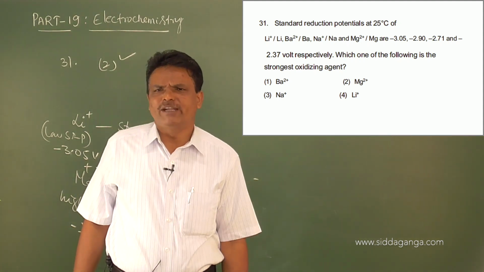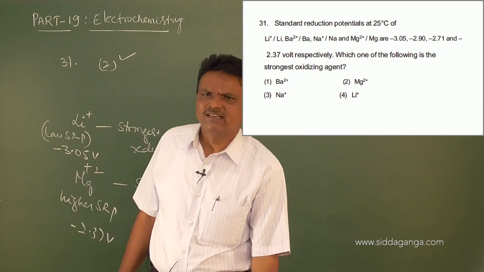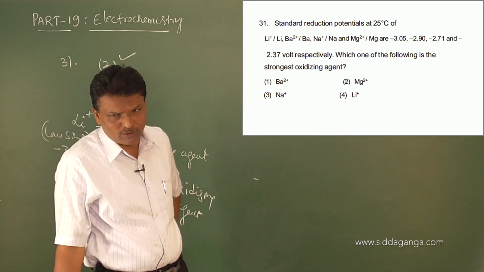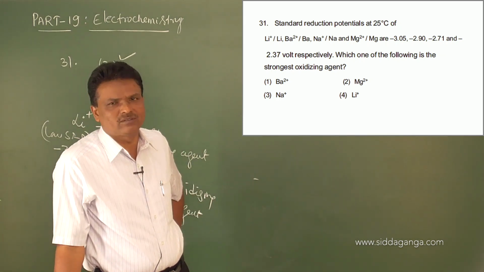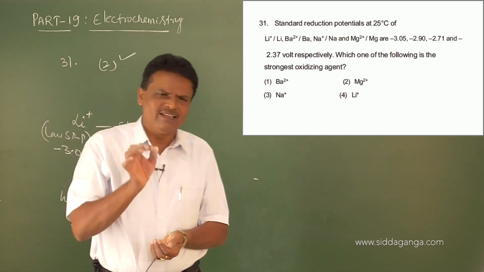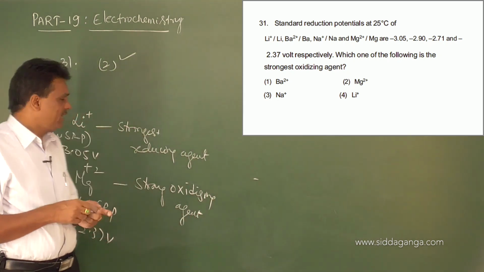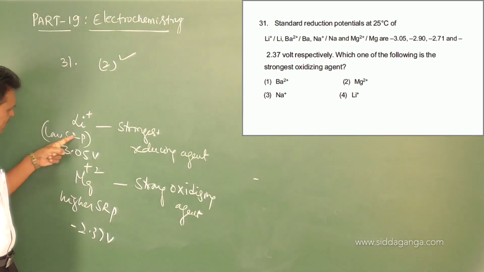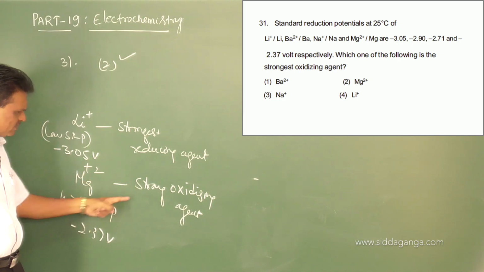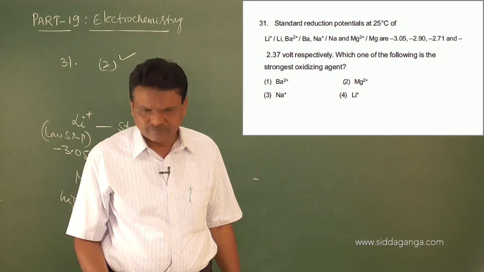Is it clear? So element with higher SRP value acts as cathode. Lower SRP value acts as anode. Is it clear? Strongest oxidizing agent means element with higher SRP value. Strongest reducing agent means element with lower SRP value. Very important. Element with lower SRP value is a strong reducing agent. Element with higher SRP value is a strong oxidizing agent. Is it clear? Next question.